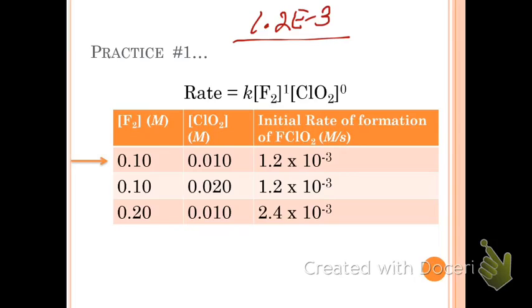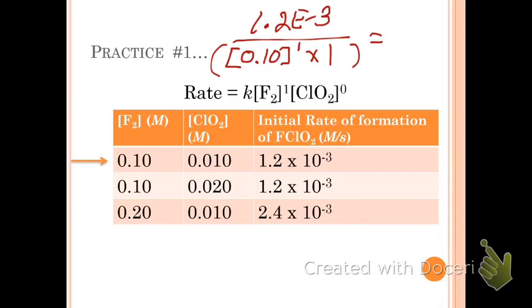Okay. Divided by. Now, I know that my F2 has a concentration of 0.10, and it is to the first power. ClO2, while it has a concentration of 0.010, is to the 0 power. So I'm even going to save myself some time. I'm not even going to do this one because I know that's equal to 1. I might as well just say this times 1, okay? Put it in parentheses if you want to, and push the equal sign.